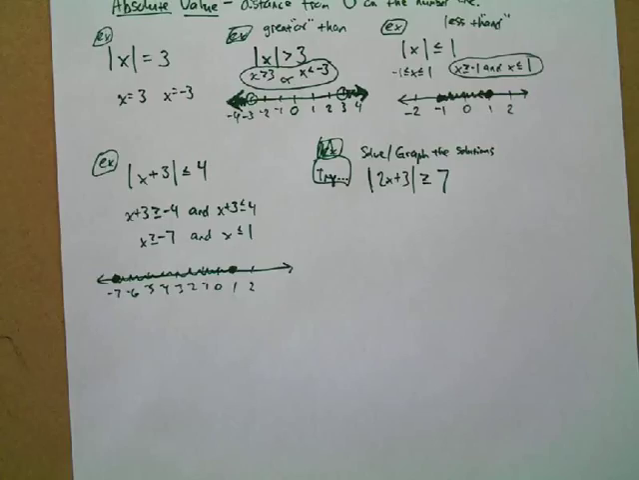So let's see here. Emma, were you able to come up with anything for us? I got x greater than or equal to 2 or x less than or equal to -5. Perfect, exactly right. There it is.